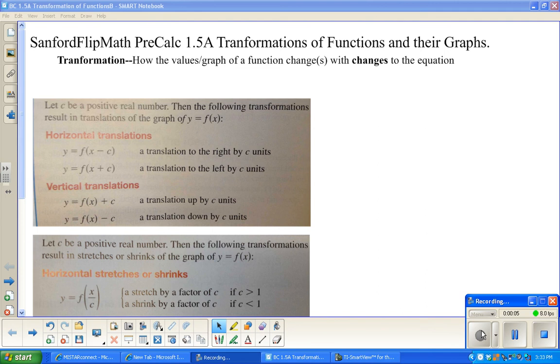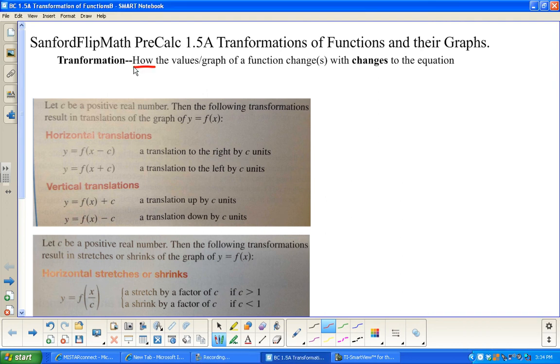This is Pre-Calculus. We are deep in the throes of section 1.5 in the Demana Waits Foley Kennedy book for Pre-Calculus. Again, this is section 1.5, and we are talking about transformations of functions and their graphs. In other words, specifically for us, we want to look at how the graph of a function changes as we make changes to the equation.